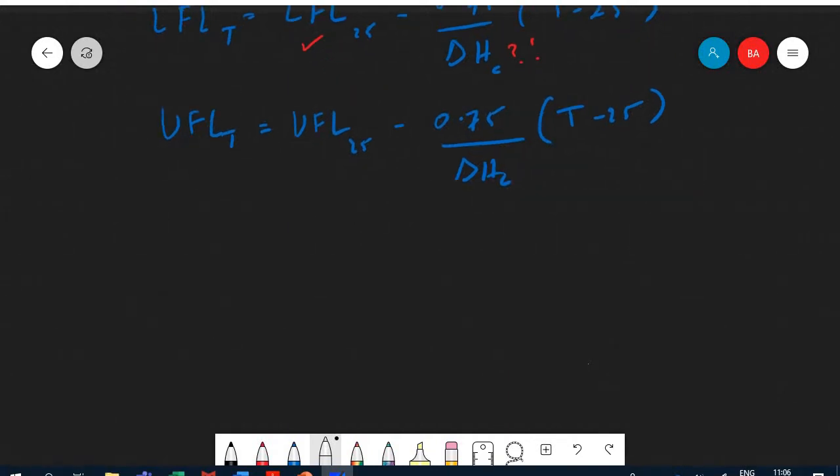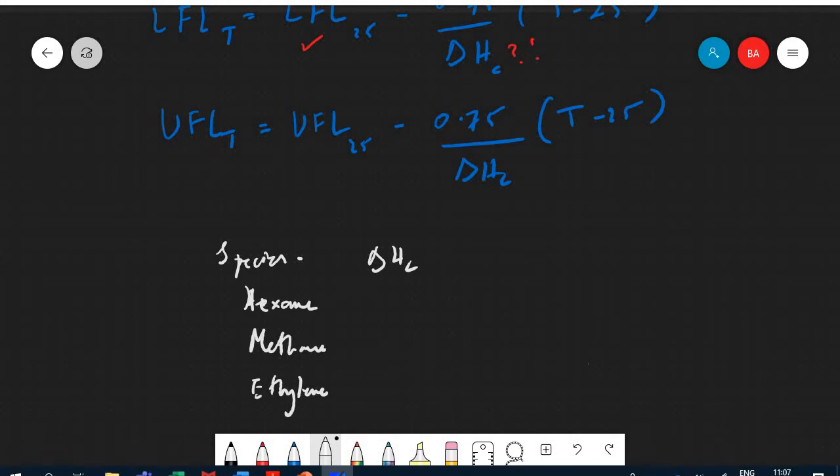What do I mean by that? It's a simple calculation. I have my species or components: hexane, methane, and ethylene, and I have the delta heat of combustion of each one of them. Let's consider kilojoules per mole or kilocalories per mole. I'm not sure it depends on us, and we need to make sure about this delta H of combustion. Is it in kilocalories or kilojoules per mole?